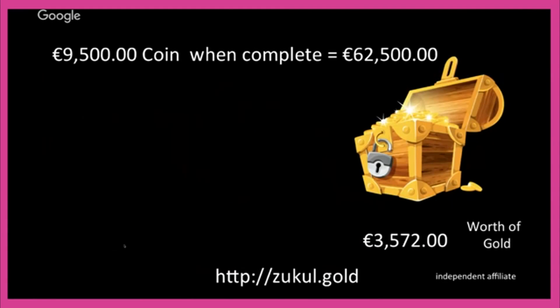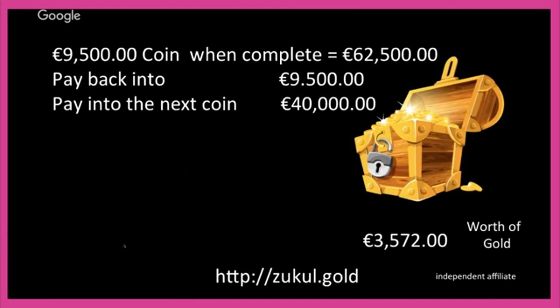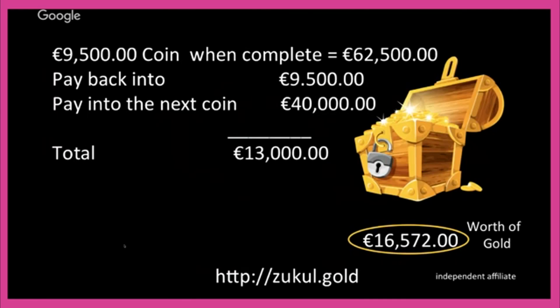Now, the 9,500 euro coin, when it completes, it's going to return you 62,500. I mean, it's just phenomenal. It really is. Every time I do this presentation, it blows me away. How's that money spent? 9,500 puts you back in the coin that you've just completed. 40,000 puts you in the next coin. 13,000 has just bought you 13,000 euros worth of gold that's added to your gold chest in your back office.